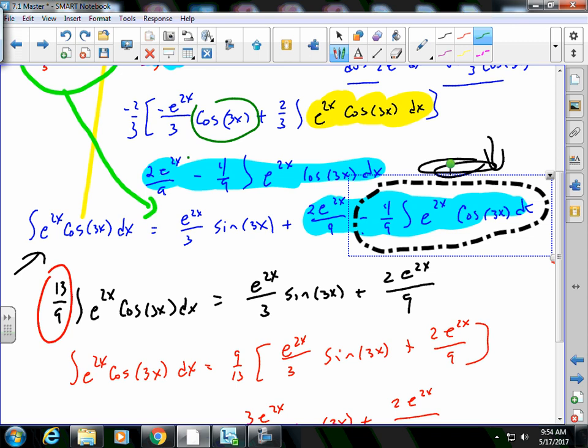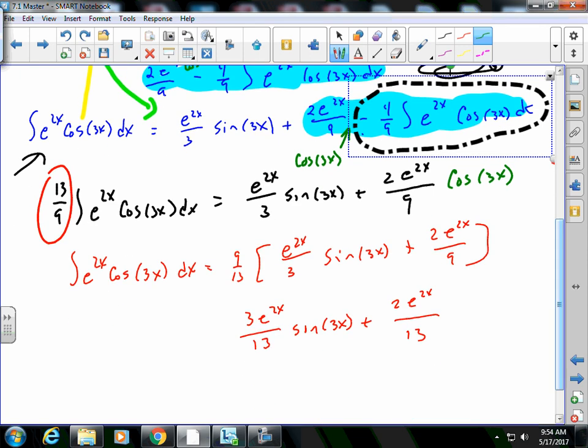So I should have a cosine 3x there, which gives me a cosine 3x there, which gives me a cosine 3x here, and that gives me a cosine 3x there, and my final cosine 3x here. And then I would want to remember to add my c.